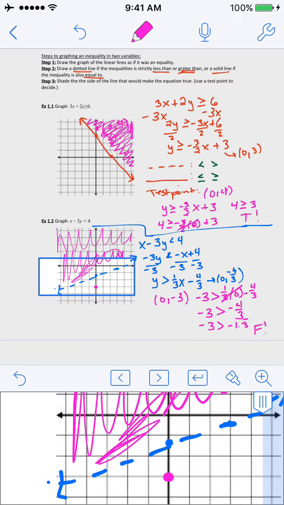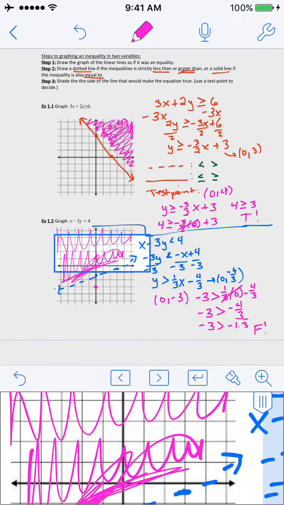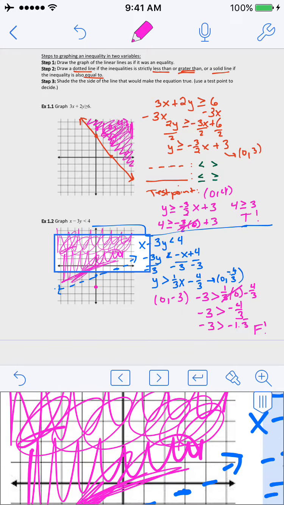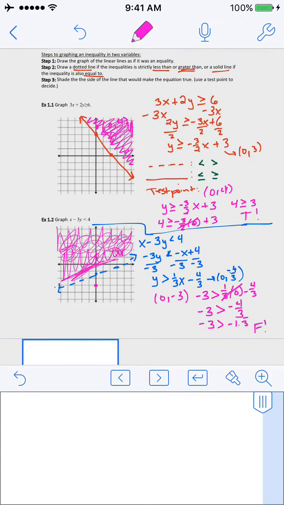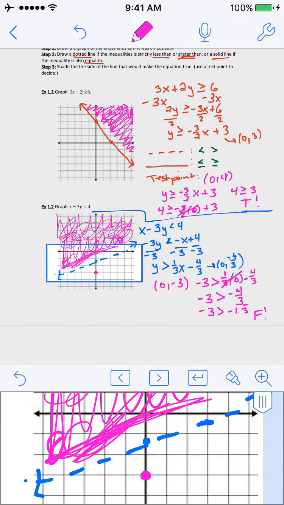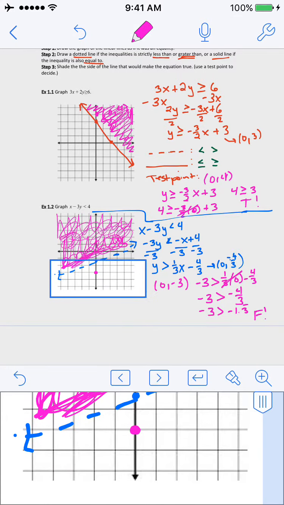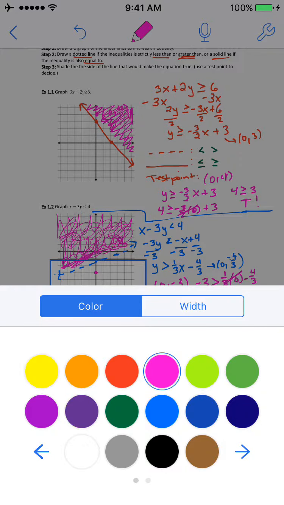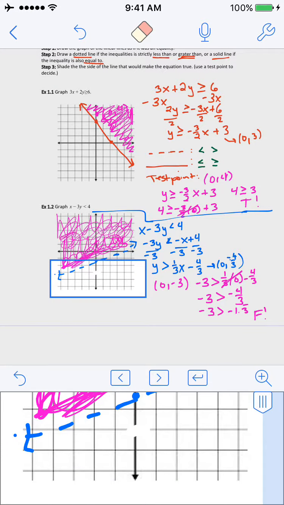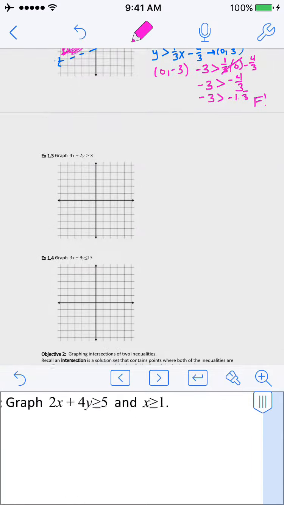Again, I can use logic, and that's fine. But if you're even the littlest bit unsure, a test point can always help you out. So this is what our graph would look more like. I want to say it's definitely not including this point here. That is not part of it, right? All right. Hopefully you got the same thing. Let's move on.